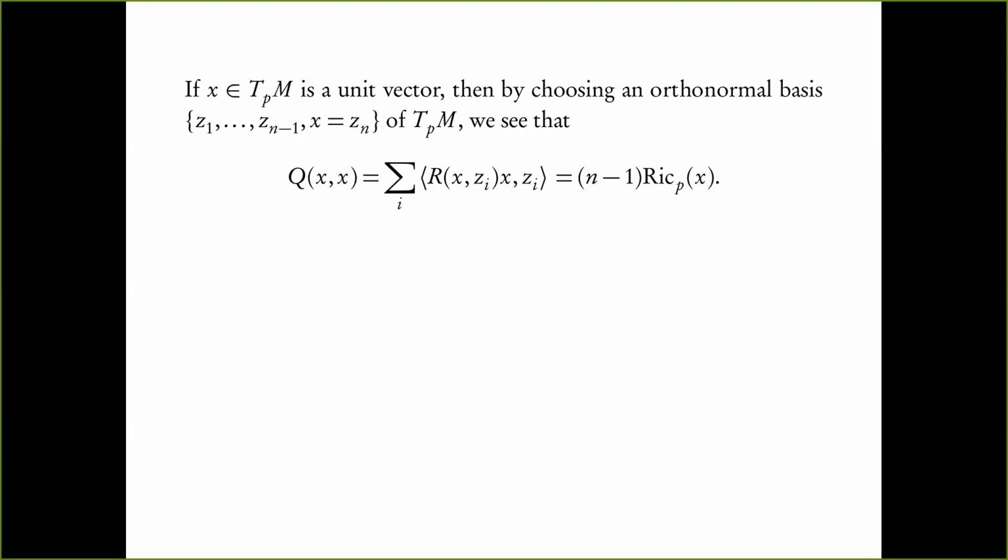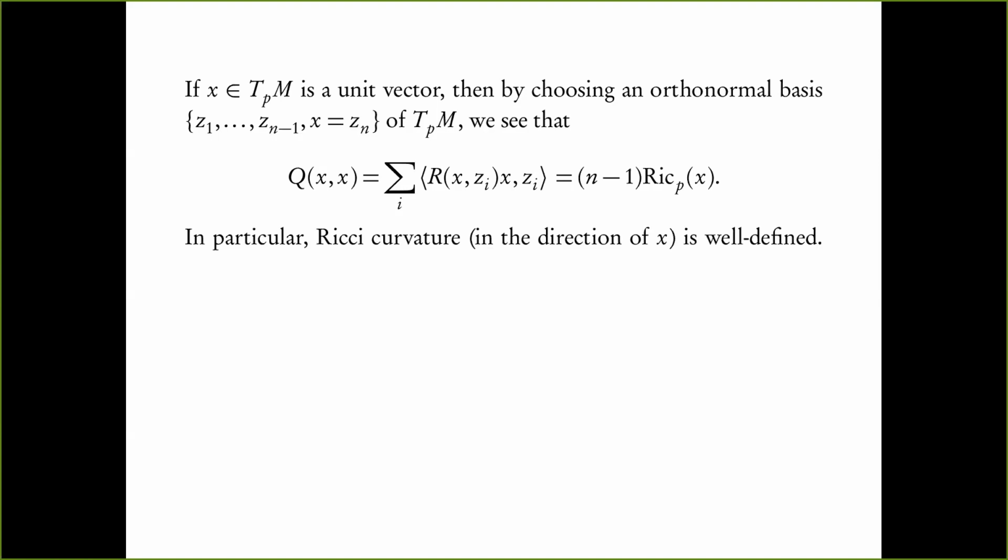Any other questions? Okay, so good. So this Q, as you'll see, will play an important role. It's naturally there whether you like it or not. And if you take the diagonal values of Q along any unit vector, what you get is simply a scaled version of the Ricci curvature in the direction x. Now what about the scalar curvature? Well, in particular, Ricci curvature in the direction x is well defined because it's up to a factor of 1 over n minus 1 times Q(x,x).